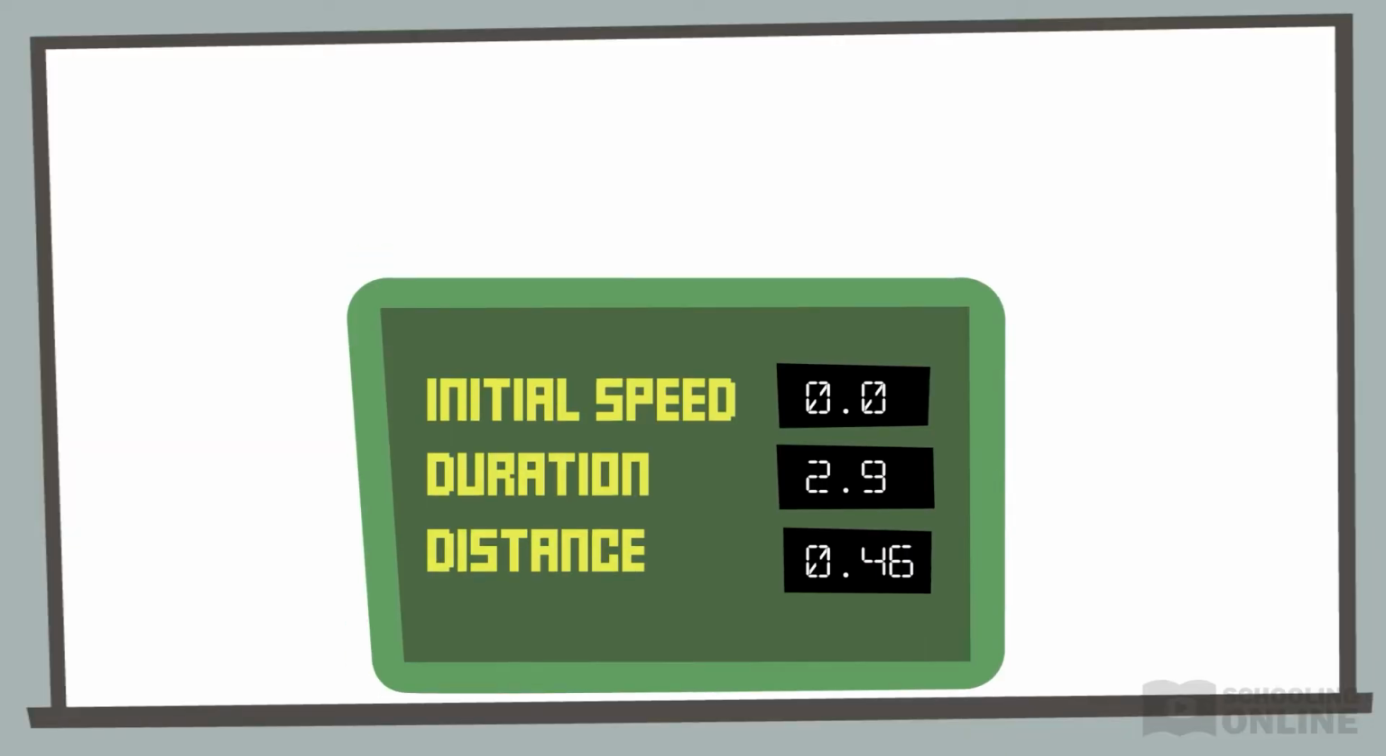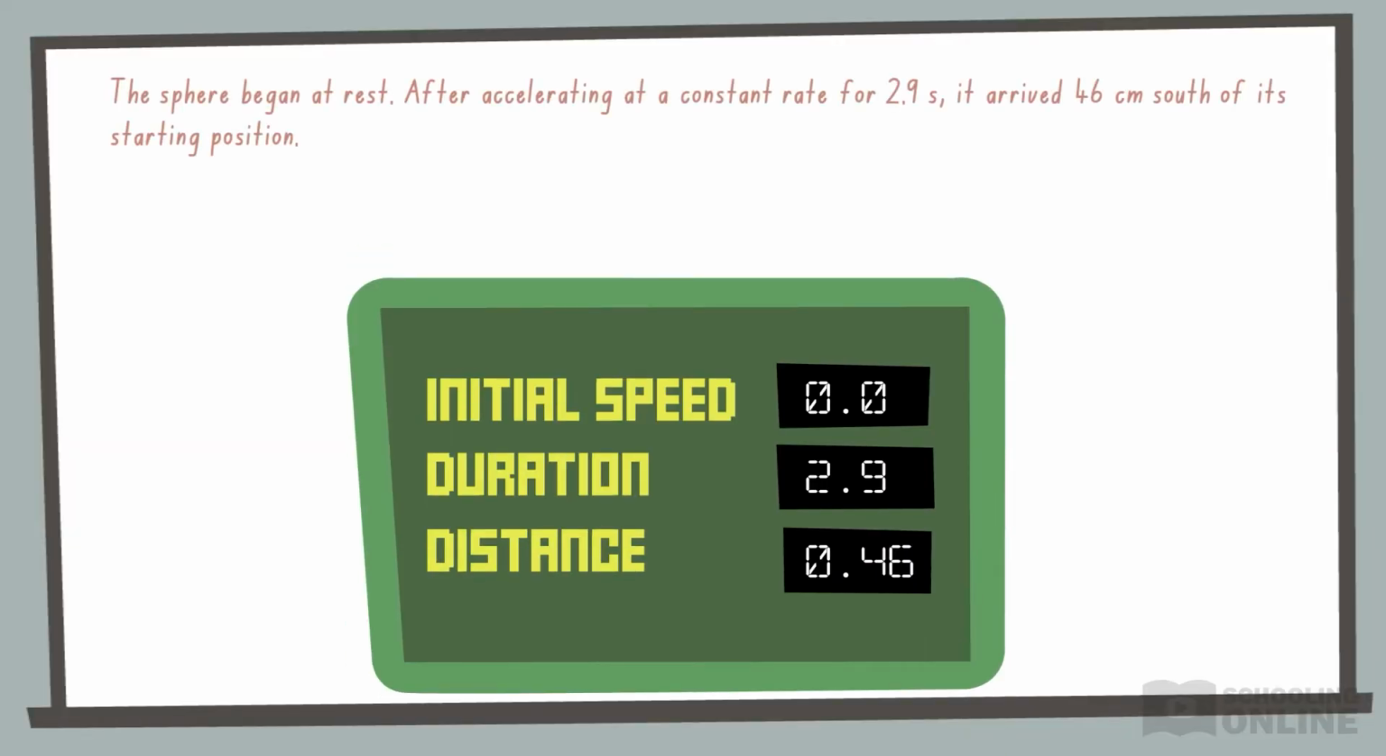Next, Alexandra jots down the instrument readings. The sphere began at rest. After accelerating at a constant rate for 2.9 seconds, it arrived 46 centimetres south of its starting position.